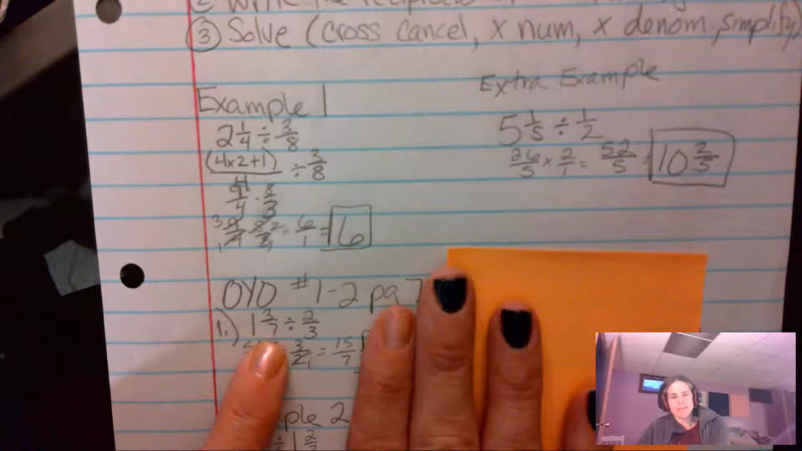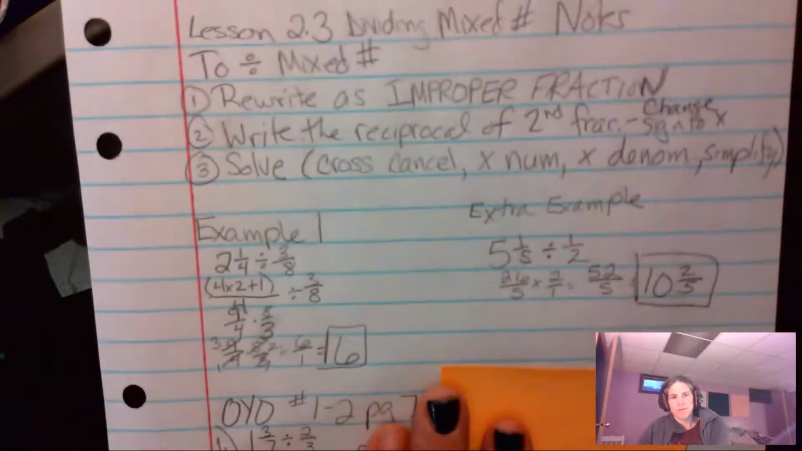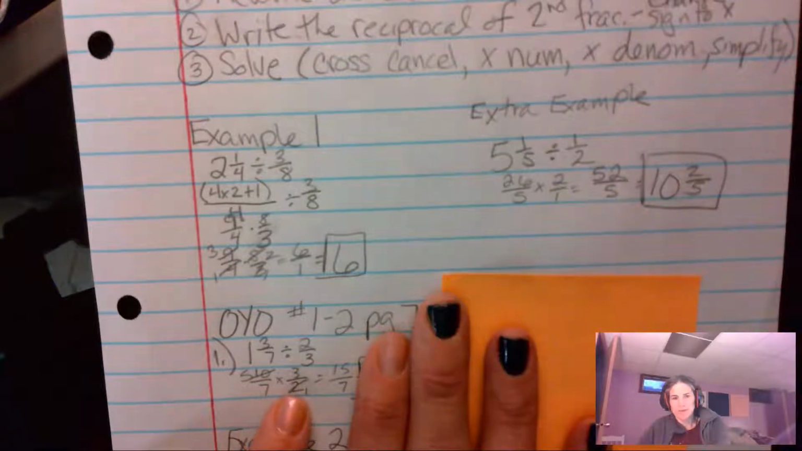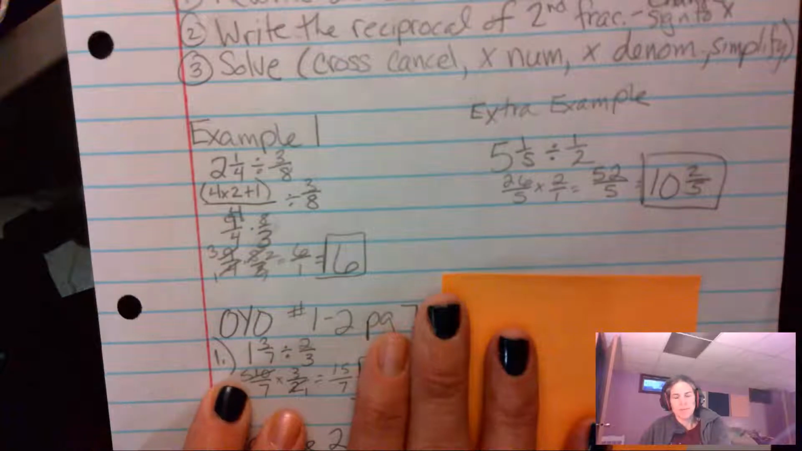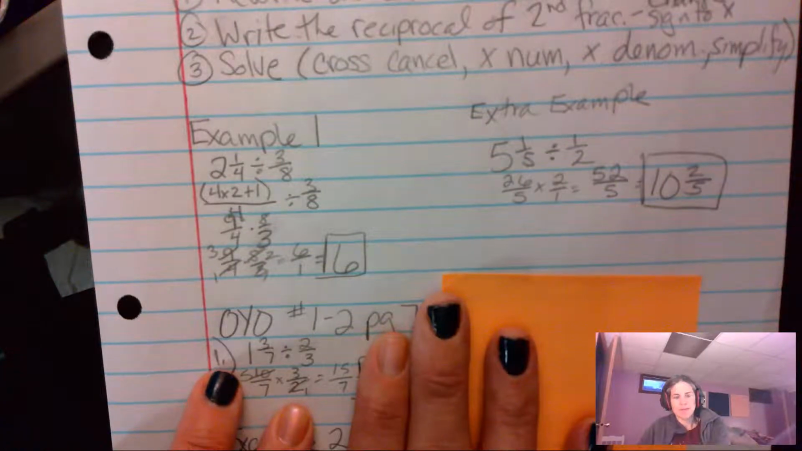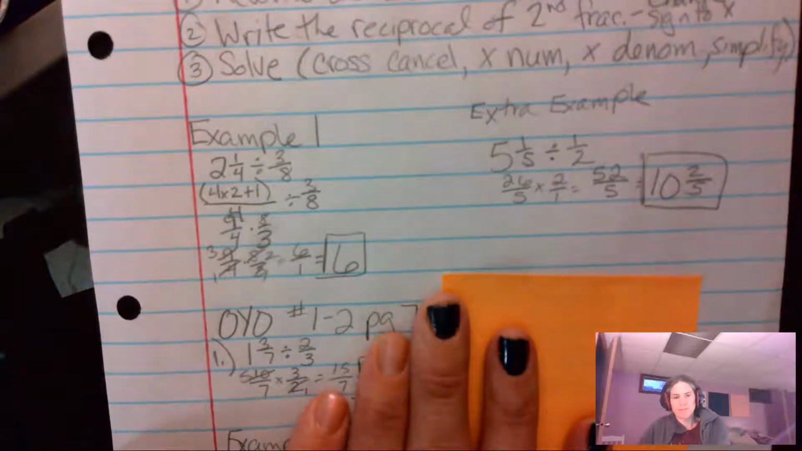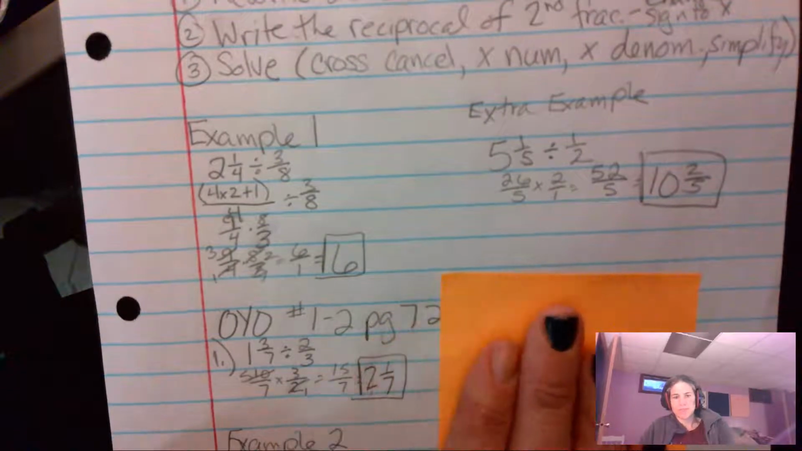Okay, let's check your steps. 1 3/7 divided by 2/3. Your first step is to rewrite as an improper fraction. 7 times 1 is 7 plus 3 is 10. I have 10/7. I flip my sign and I write the reciprocal. So 10/7 times 3/2. I cross cancel. I can divide out my common factor, which is 2. 2 goes into 2 one time. 2 goes into 10 5 times. Multiply numerators and denominators. 5 times 3 is 15. 7 times 1 is 7. And then 7 goes into 15 2 whole times with 1/7 remaining.